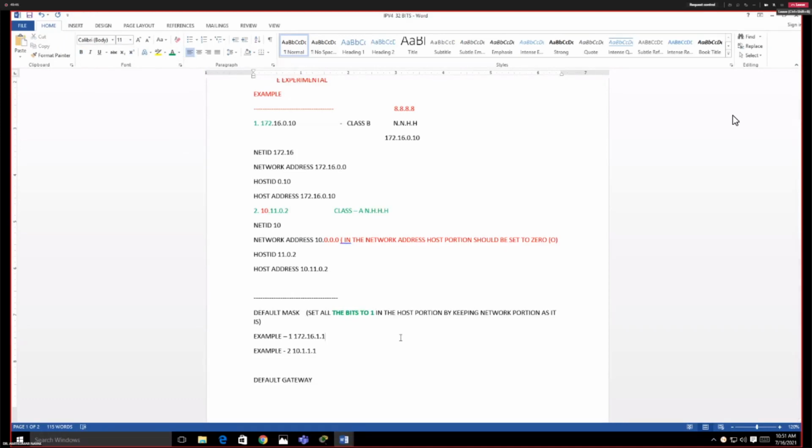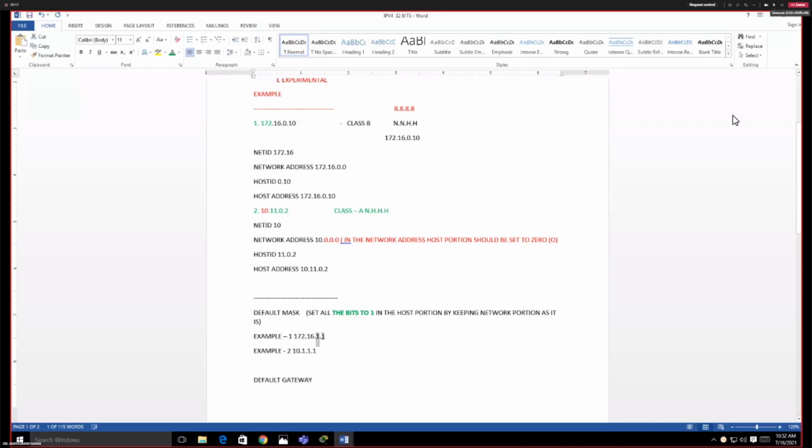All 8 bits set to 1. Yes. So we have to set all 8 bits to 1 in the host portion by keeping the network portion as it is. The network portion is 172.16, so we keep it as it is. In example 1, the last 2 bytes, and in example 2, the last 3 bytes are the host bytes, yes or no? Yes, sir.